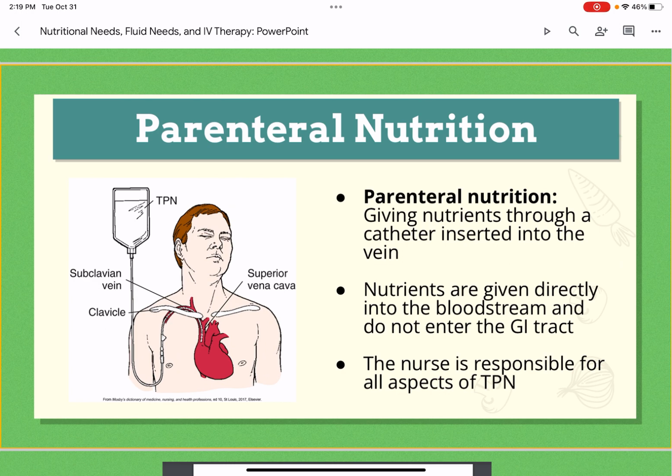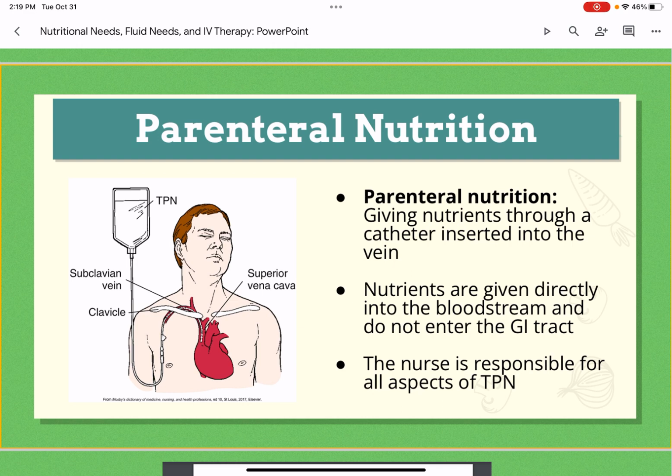Parenteral nutrition is giving nutrients through a catheter inserted into a vein. Nutrients are given directly into the bloodstream and do not enter the GI tract. It's often called TPN. The TPN solution contains water, proteins, carbohydrates, vitamins, and minerals. Common reasons for TPN are disease, injury, or surgery to the GI tract, severe trauma, infection, or burns. If patients are NPO for more than 5 to 7 days, they may have TPN. GI side effects from cancer treatments, prolonged coma, and prolonged anorexia are also reasons for TPN.